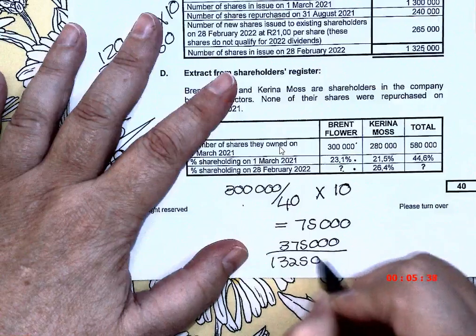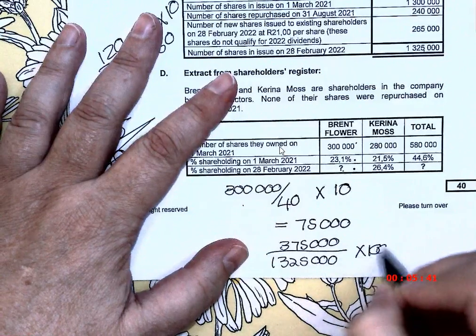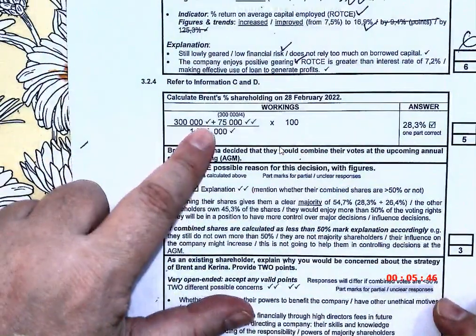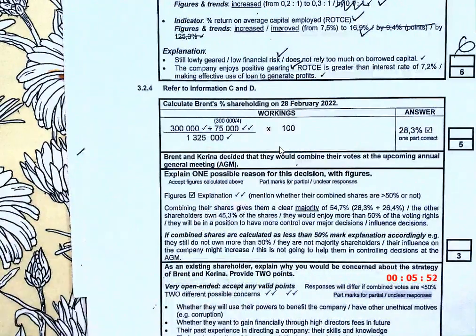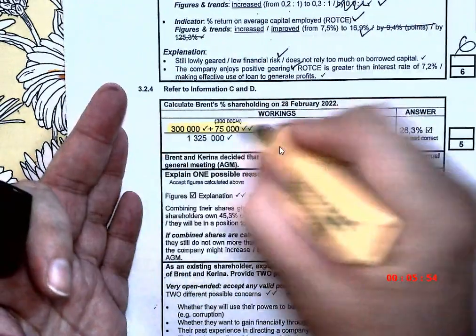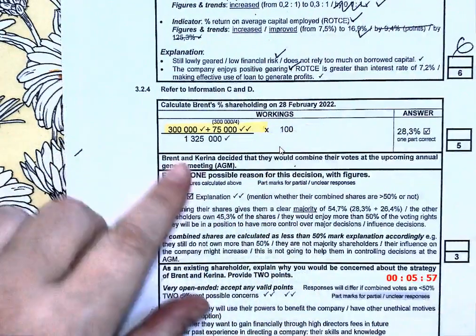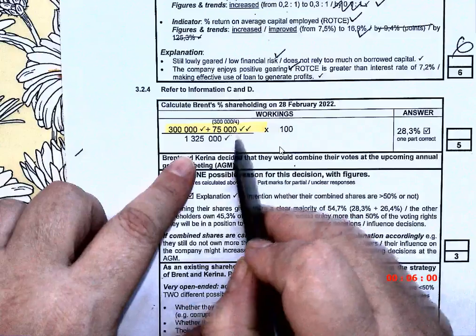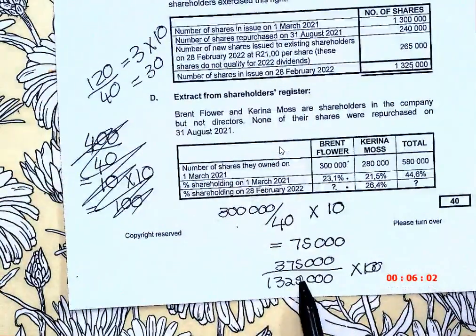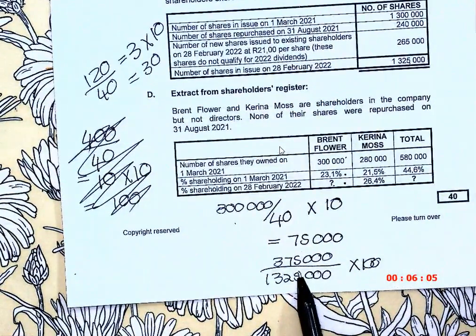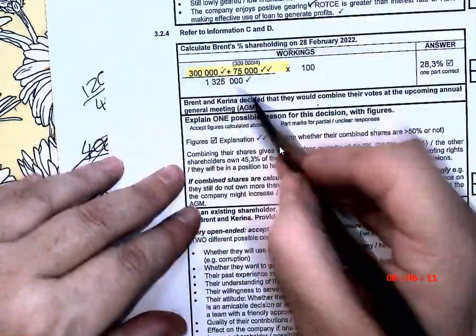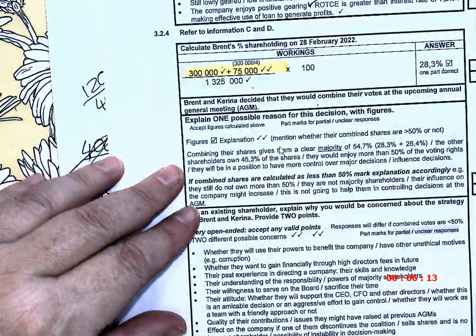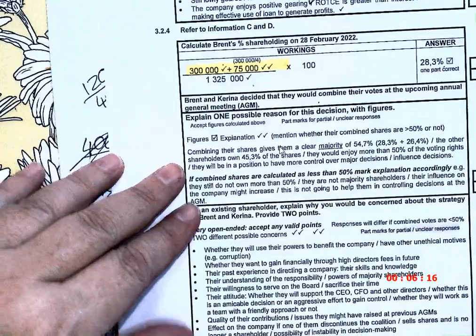1,325 times 100. If I look at the memo, that's exactly what they have here. Can you see? Okay. Now, can you guys see that they actually give separate marks for that 75? So it's safer to show it like this than to immediately show 375. Why? Because if you calculated the 75 wrong, you can still get the other marks. You guys get it? Okay.